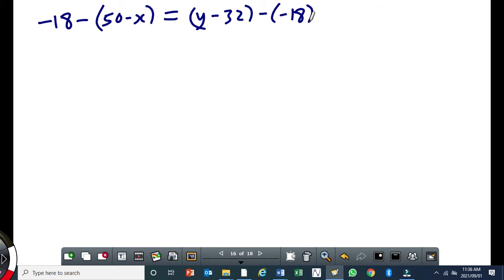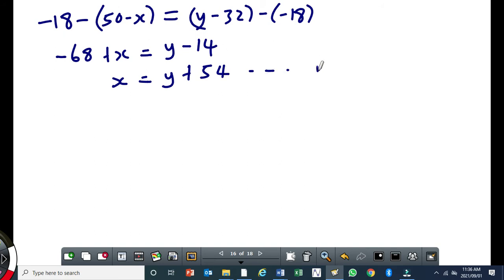Let's simplify this. If you simplify, you get minus 68 plus x, and that will give you y minus 14. Then we can simplify this further and write it as x equal to y minus 14 plus 68, which gives me plus 54. So this can be your equation 1. That's what we have there.